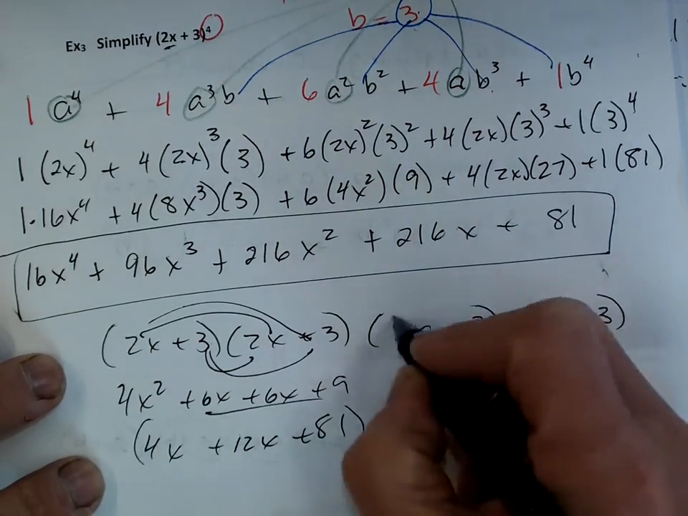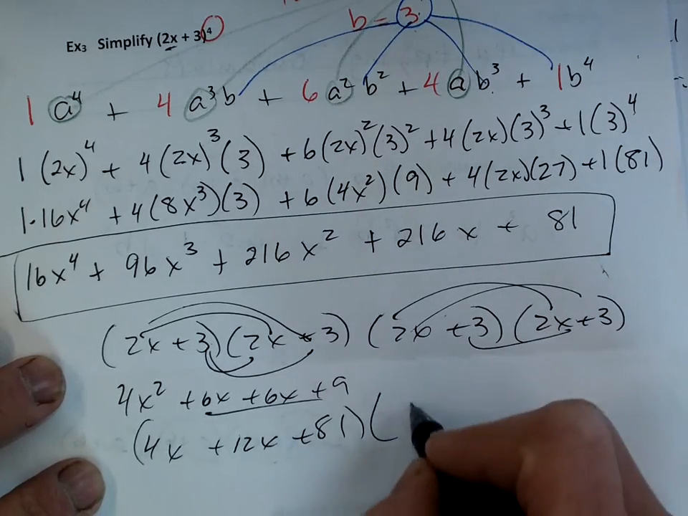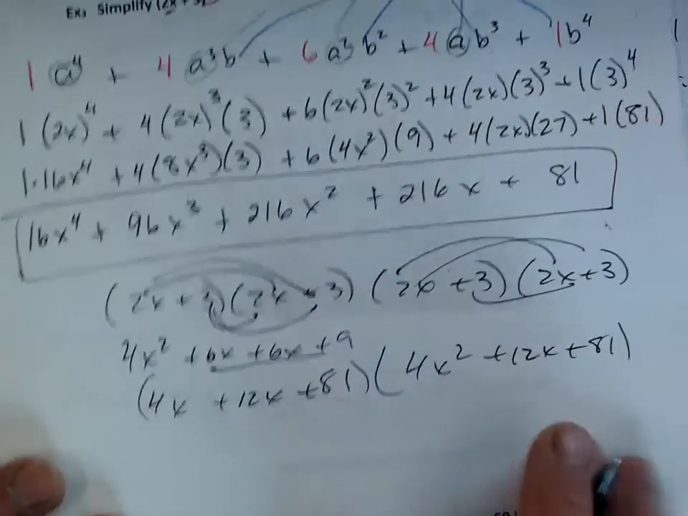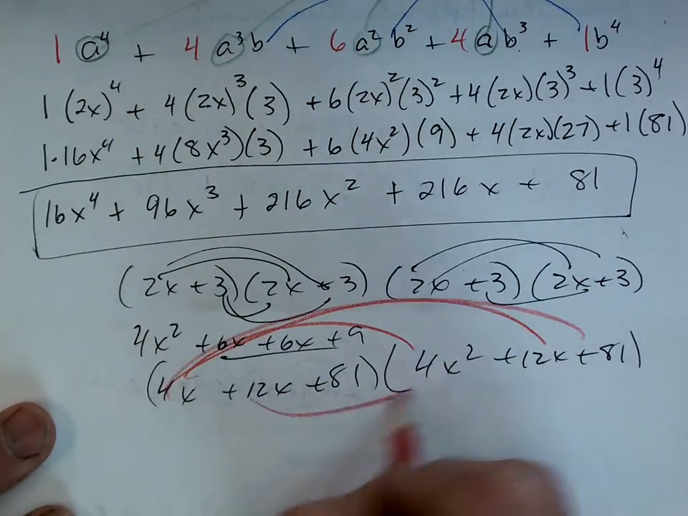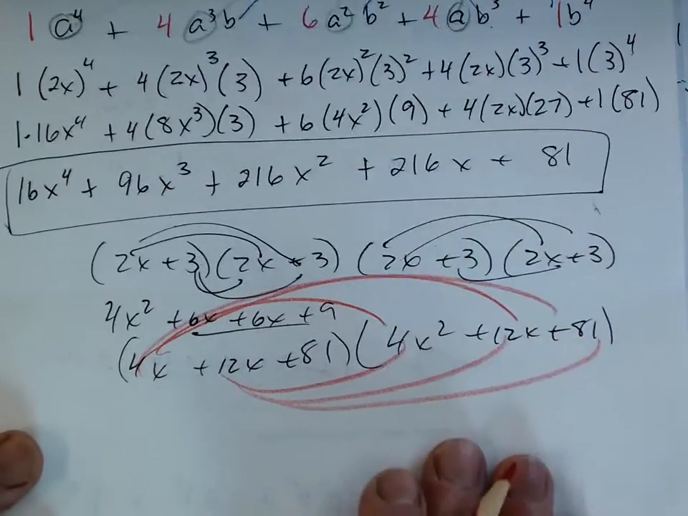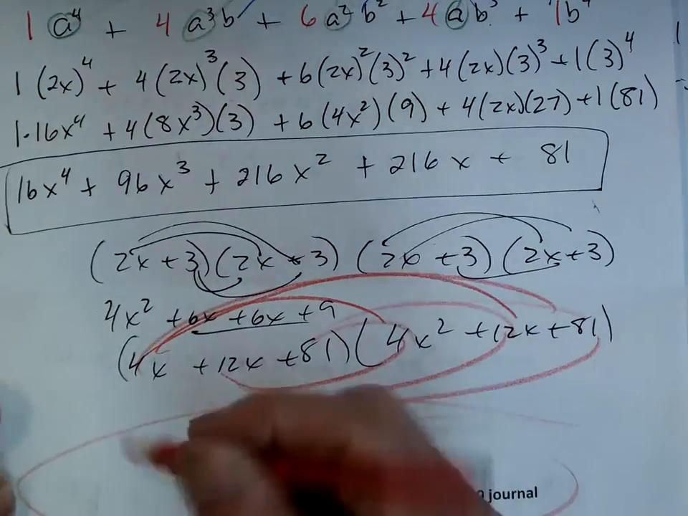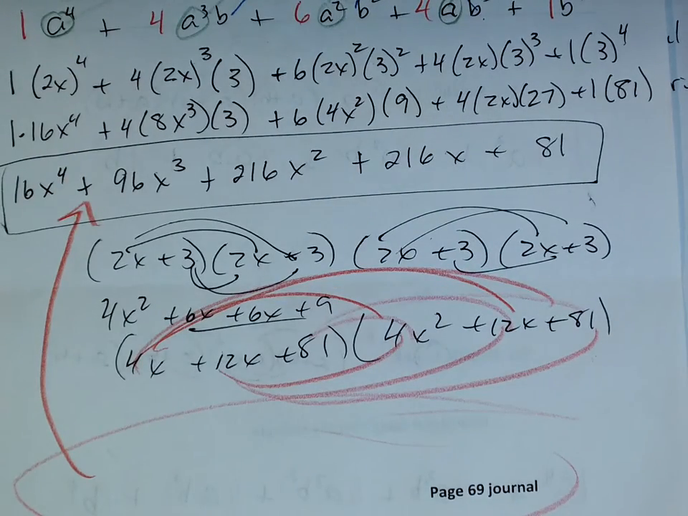Then I'd have to go this times this, this times this, this times this. So then I'd get something like this. And then I'd have to go, you ready? This times this, this times this, this times this, and this times this, this times this, this times this, right? And then this times this, and finally I'd add them all up and I'd get an answer. Guess what my answer would be? That right there. Isn't this easier?